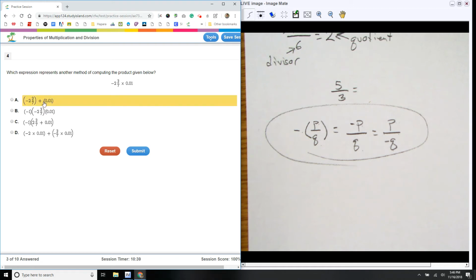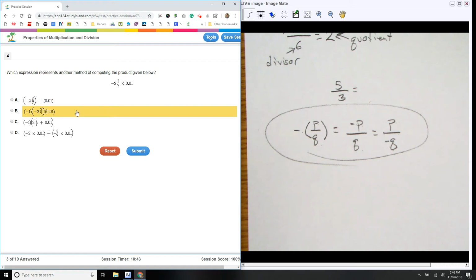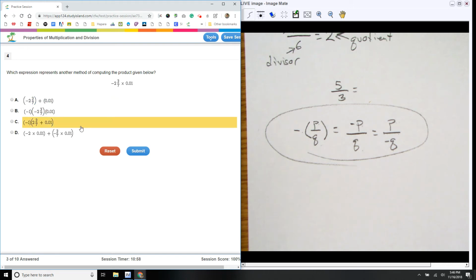Multiplication and addition are completely different things, right? So it's not A. B, negative 1 times negative 2 3/7 times 0.01. Well, the back half of this, where it says negative 2 3/7 times 0.01, is exactly the same. Why would multiplying by negative 1 keep it the same? It's going to make it its opposite. So it's not B. Next one, negative 1 times 2 3/7 plus 0.01.